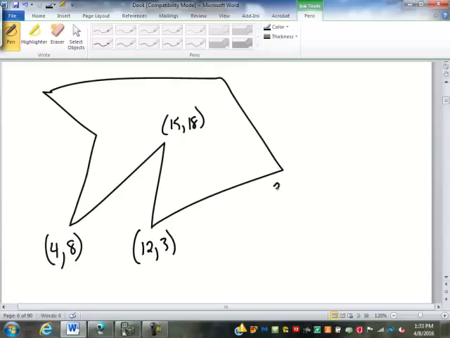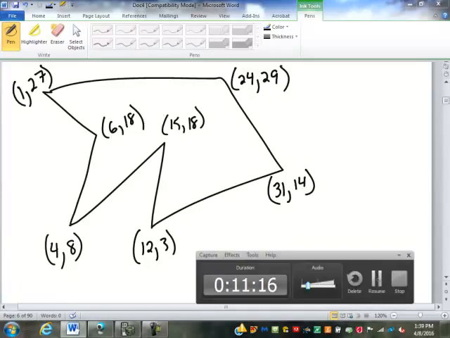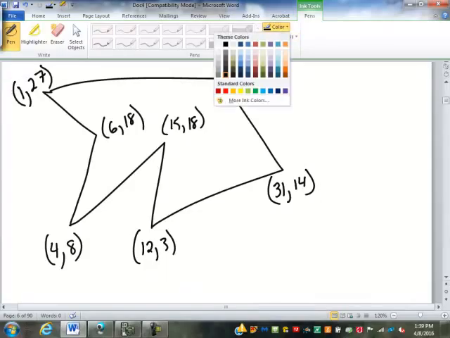Over here, 31, 14. This one we'll call 24, 29. Over here we're going to call this one 1, 27. And 6, 18. Find the area of that thing. So if you're doing like a lakefront, you guys ready? See how you did?